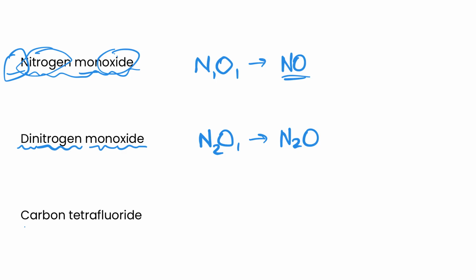Finally, carbon tetrafluoride. Carbon is C, fluorine is F. There is 1 carbon and there are 4 fluorines. That comes from the tetra. So it's CF4 for carbon tetrafluoride.